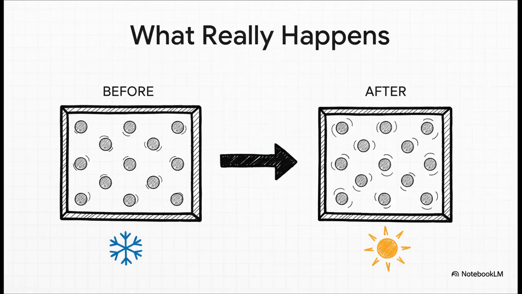So if the particles aren't getting bigger, what is happening? Well, remember what happens when you add heat? You give the particles more energy. With more energy, they start to vibrate and move around like crazy. And as they're bouncing around, they push each other further apart. So it's not the particles that get bigger, it's the space between the particles that increases. And that's what makes the whole thing expand.